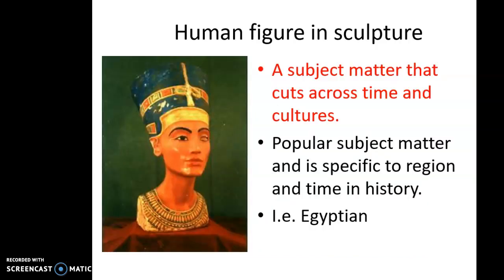Now the human figure in sculpture has been a popular subject matter that cuts across time and cultures and can be specific to a region and time in history. I put up here this example of Egyptian because I always found it interesting, the correlation between that flat, no-depth drawings that we see Egyptians do and then their beautiful sculptures in the round. Very interesting that they do not kind of meld together.